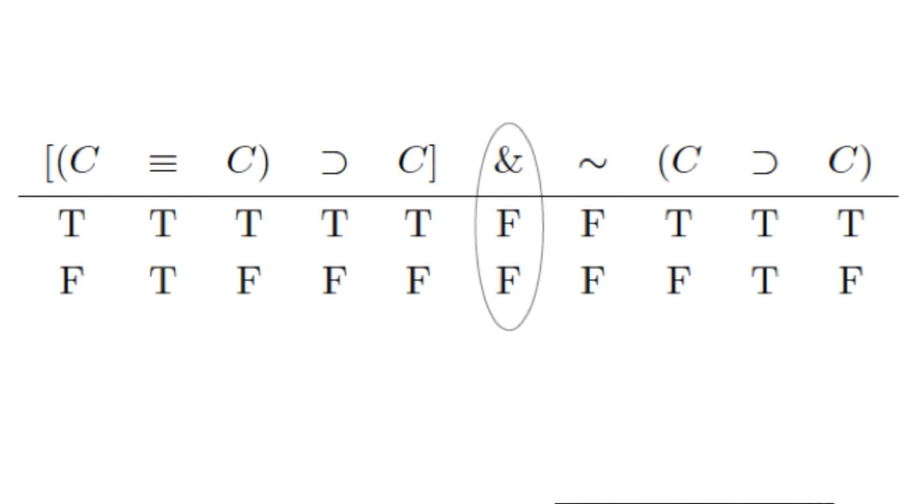The complete truth table for this sentence looks like this, with the column for the main connective circled. In each row of the truth table, the values beneath the main connective are false, which means that our expression can never be true. The conjuncts are contradictories, and the expression as a whole is a contradiction.